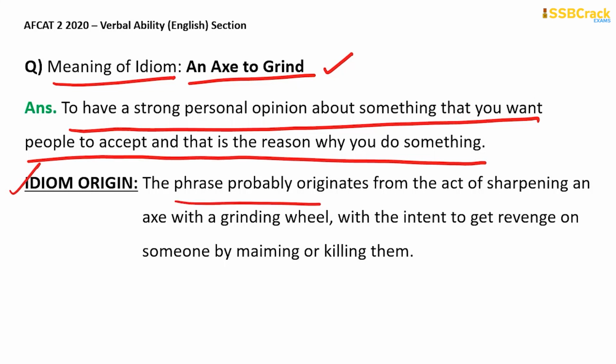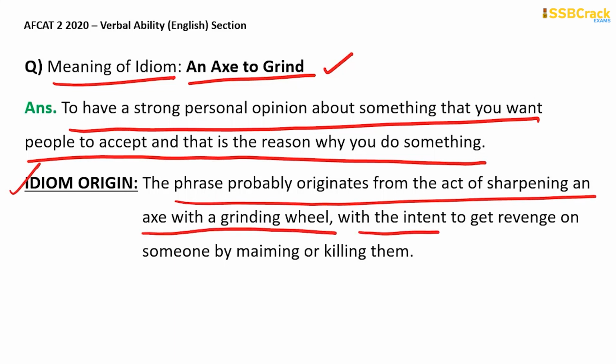The phrase probably originates from the act of sharpening an axe with a grinding wheel, with the intent, that is the purpose, to get revenge on someone by maiming or killing them. Right? So that is why an axe to grind actually means to have a very selfish or personal motive to do something, especially to take revenge on someone, right? For something. So I hope that you have got an idea of the answers.